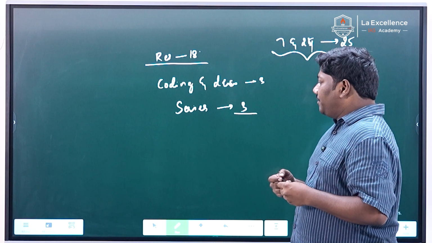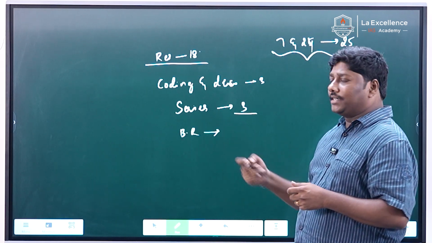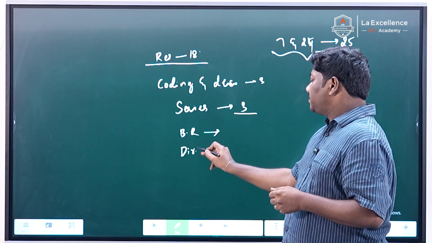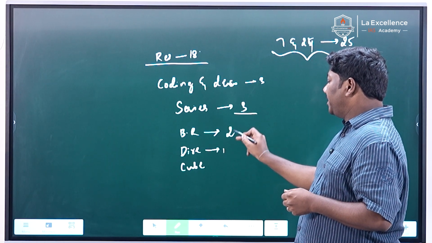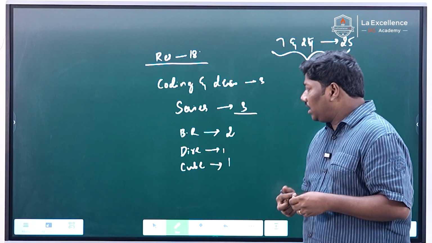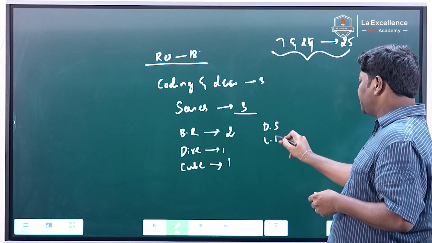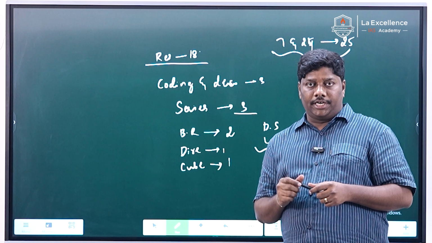And after this, there were the questions from blood relations. These were a little bit tricky, okay, but it is doable. And there are questions from directions. There were two questions from blood relations. There was one question from the cube. And you also have questions from data sufficiency and logical deductions. Okay, there are a few questions from data sufficiency and logical deductions.